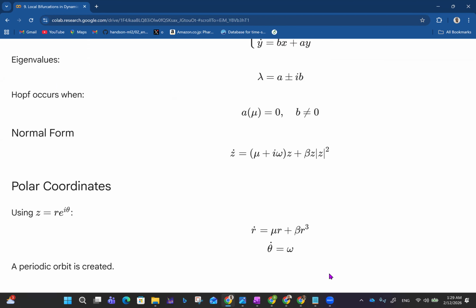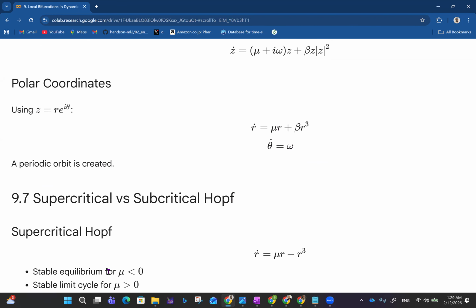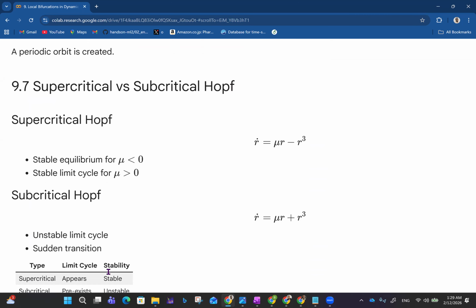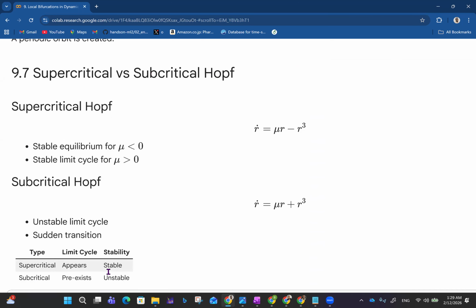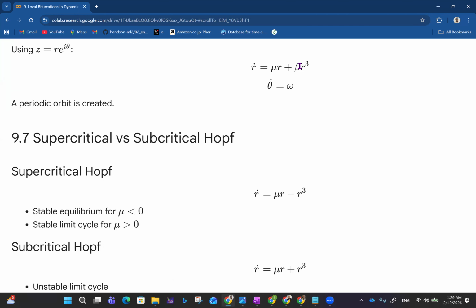Okay, and then you can also have it in polar coordinates using z equals r e raised to i theta. r dot becomes mu r plus b r cubed, and theta dot is omega. So this is like another system of equations in r and theta. In this case, a periodic orbit is created like that. Okay, but then we still go ahead to look at supercritical versus subcritical Hopf. So for supercritical Hopf, you have, from here we see mu r plus beta r cubed, right?